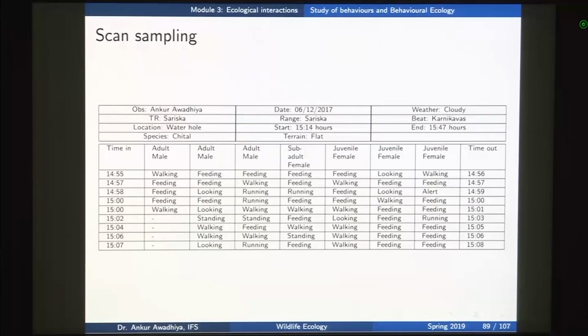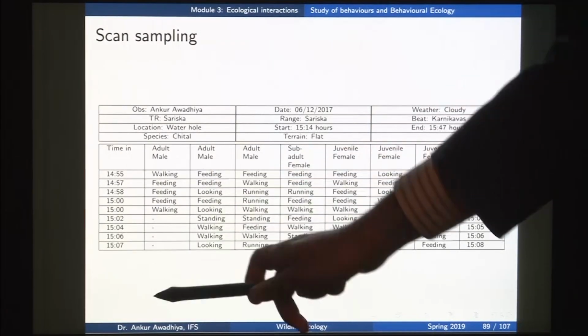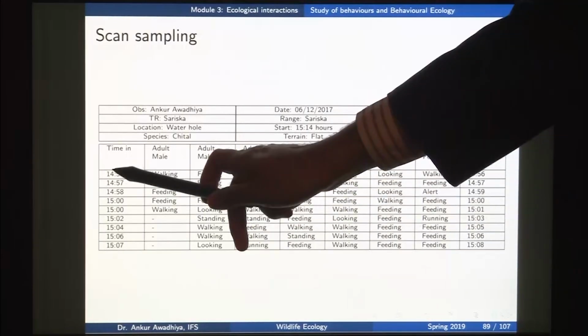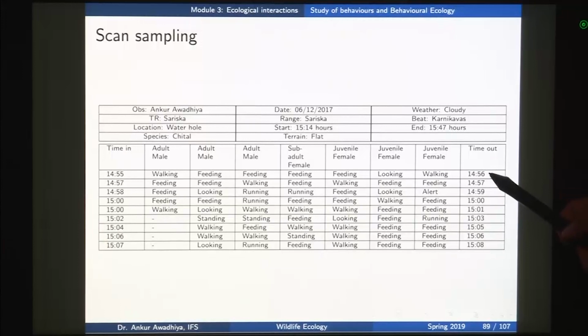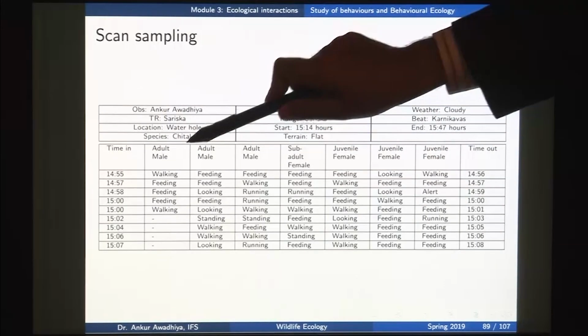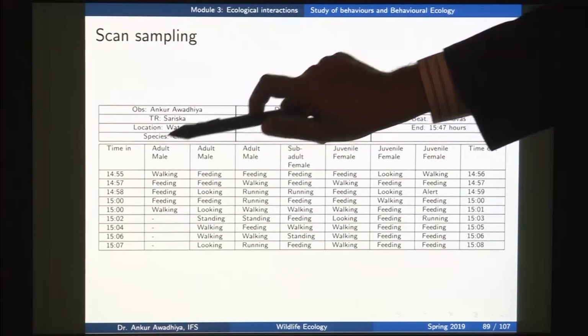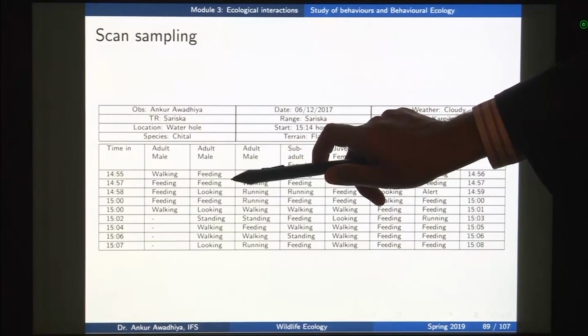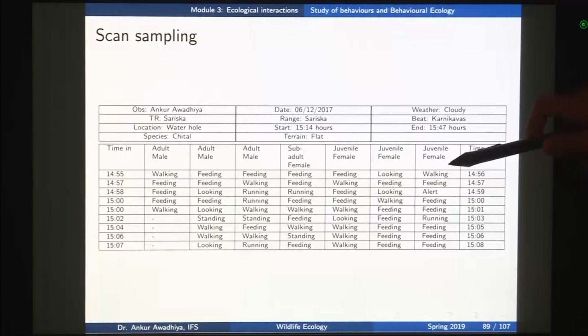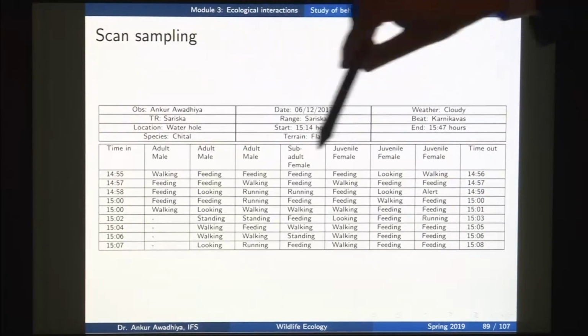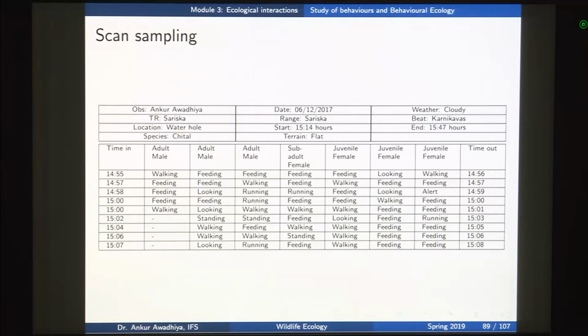In this table we have the starting time and the ending time. We started at 14:55 and we ended at 14:56. During this time the first adult male was walking, the second adult male was feeding, the third adult male was feeding, and so on. So, in this case we are making a scan of what every animal is doing at that particular time.